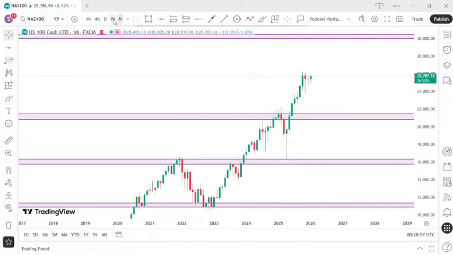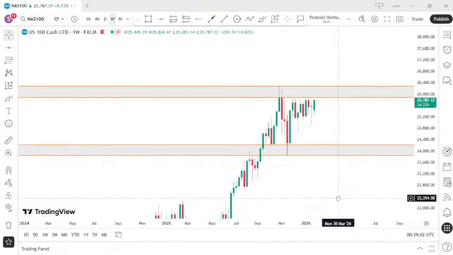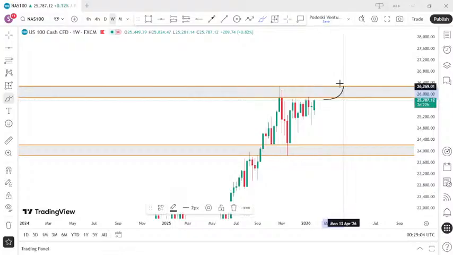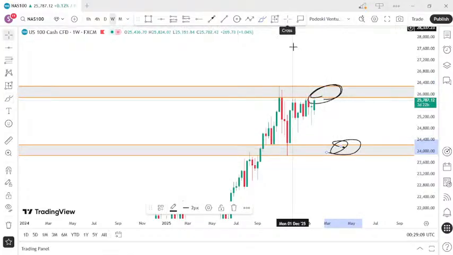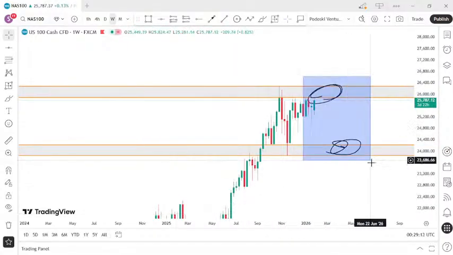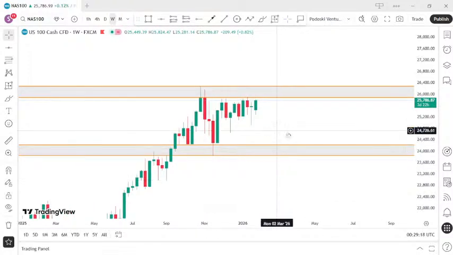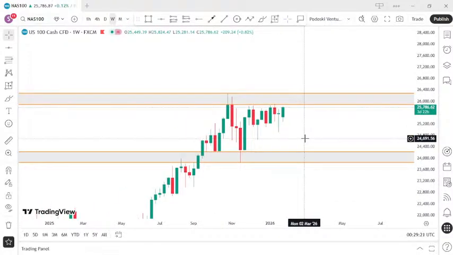So you go to the weekly time frame on NAS 100, and on the weekly time frame I have my weekly upper zone here and my weekly lower zone here. On the weekly time frame, price is ranging. So what you are going to see is whether price breaks out to the outside or comes back down again before price starts going to the outside.